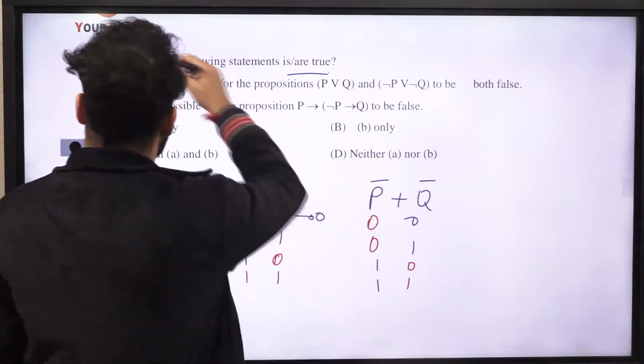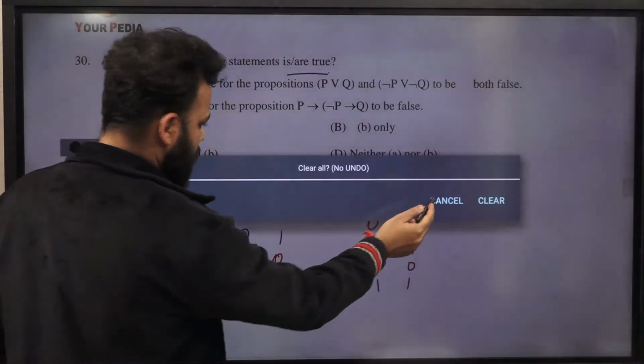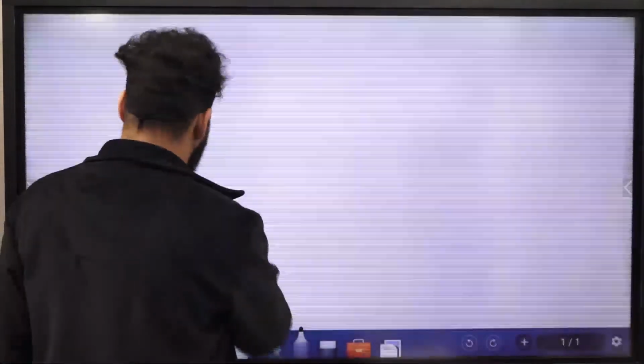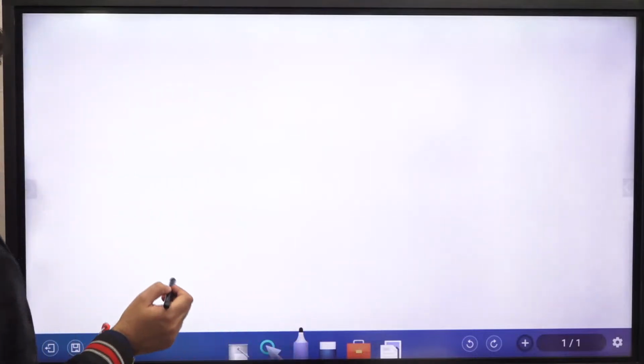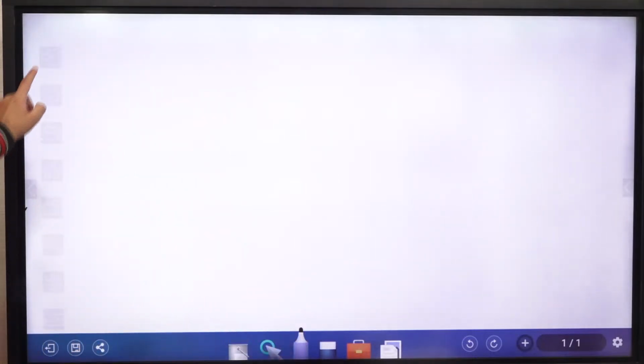If P is 0, there is some cancel, just a second. Just a second.